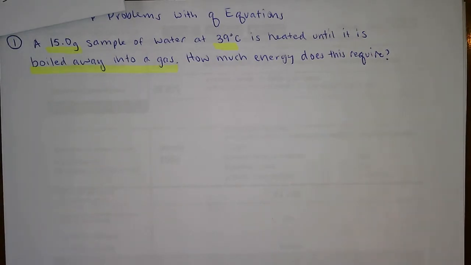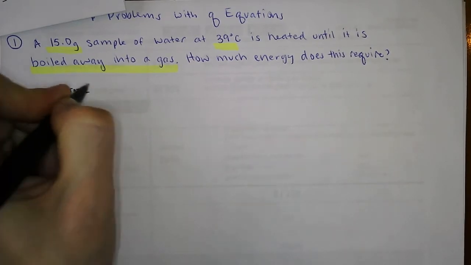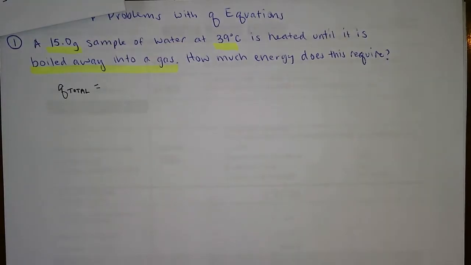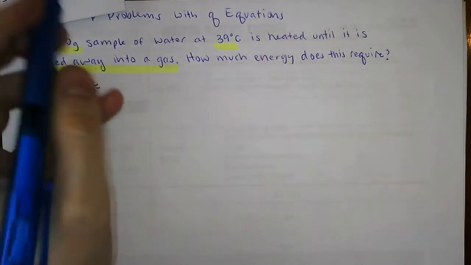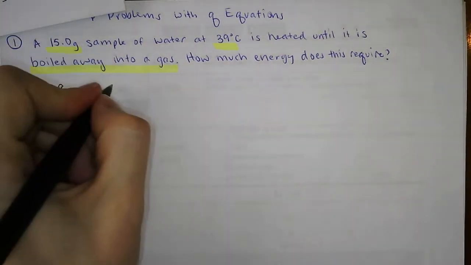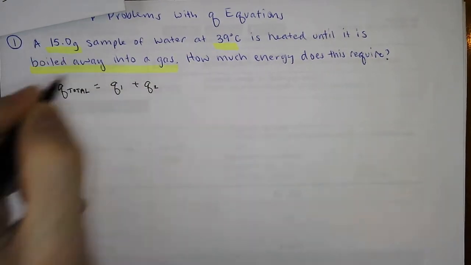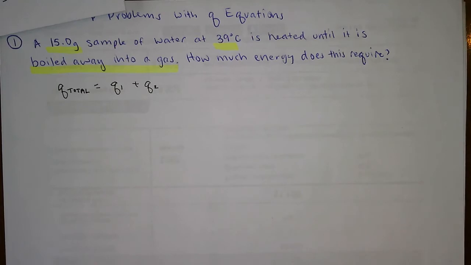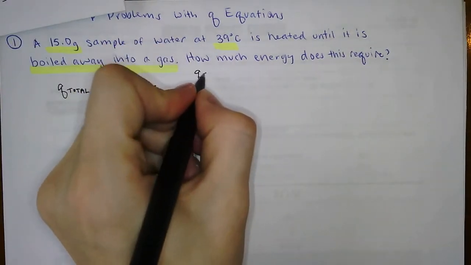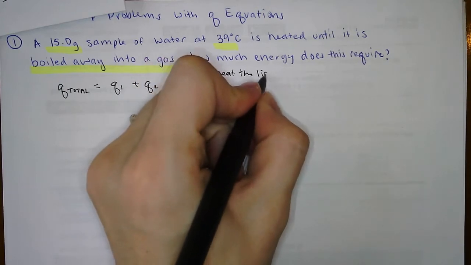So first, in fact, I'm going to do this. Q total is going to be, we could even write it like this, Q1 plus Q2, just to make it make sense. All right, my 2 steps. Q1 is going to be when I heat the liquid.